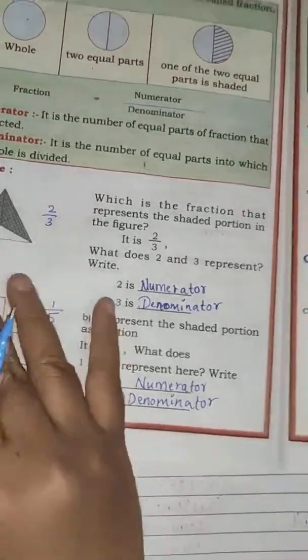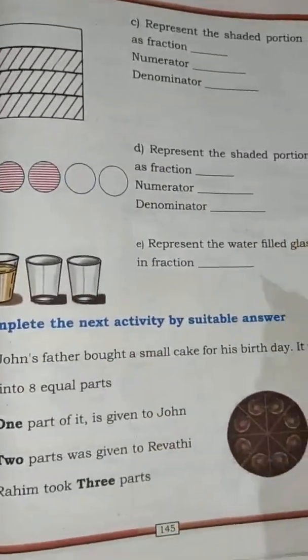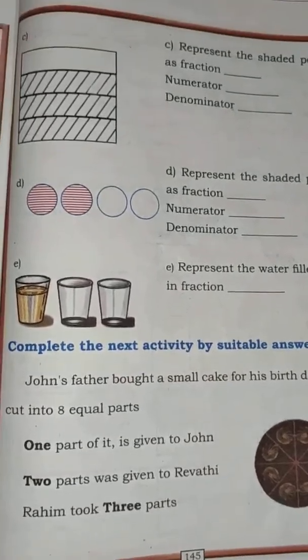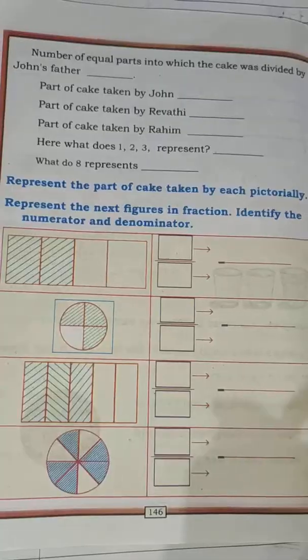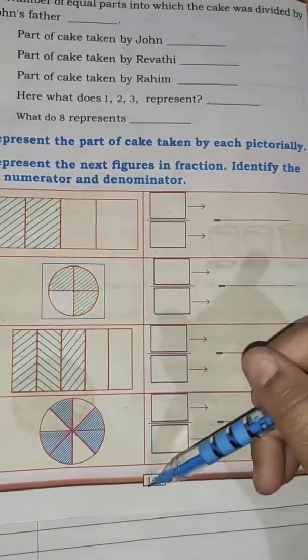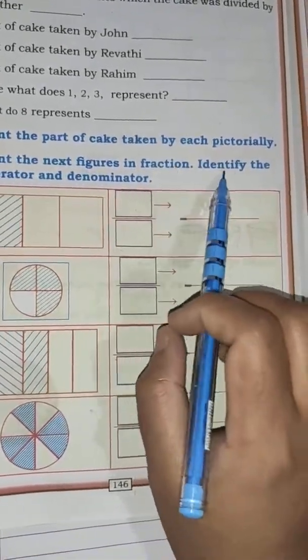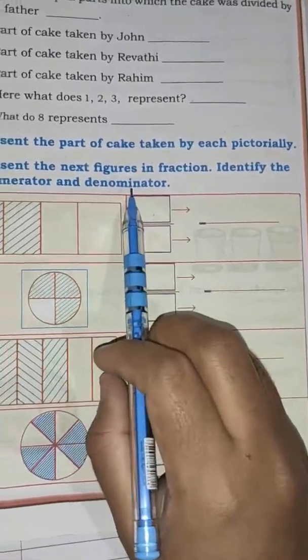Understood, children? Okay. So in the same way, you just try to solve the remaining ones by yourself, which are there on page number 145. Okay. So now children, come to page number 146. Represent the next figures in fractions. Identify the numerator and denominator.